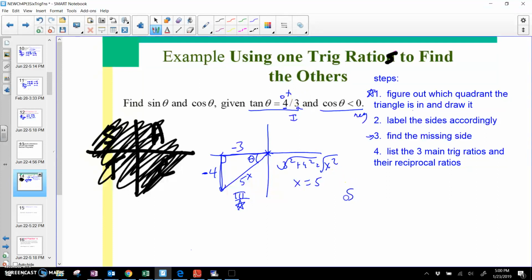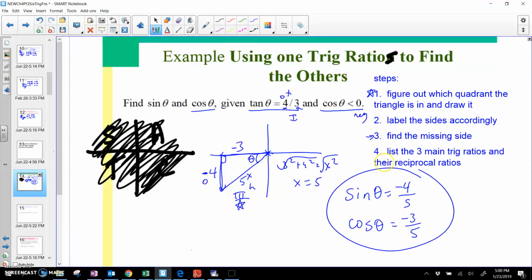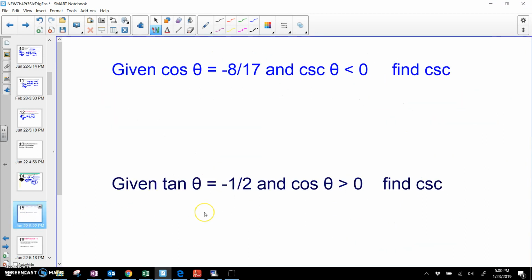Once I have everything labeled, then this one just asks me to find sine of theta, which in the triangle is the opposite over the hypotenuse. So it's -4/5. And then it also asks me to find cosine. So I find adjacent over hypotenuse, which is -3/5. And I'm good. Okay, so I don't have to find all the trig functions. It doesn't ask me. So let's look at another example of that, or 2 more examples.